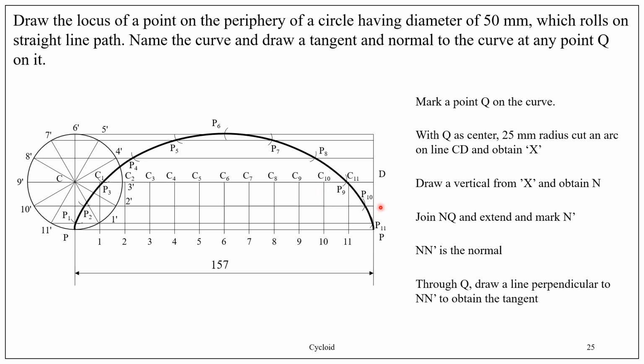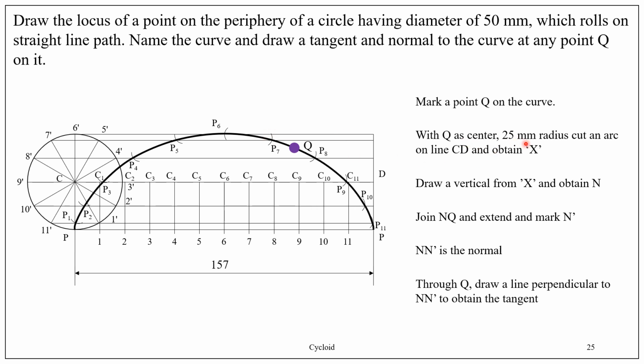The last step is to draw the tangent and normal to the curve at any point Q on it. Position of point Q is not given. Therefore, mark a point Q on the curve arbitrarily. So the position is arbitrary. So this is Q. It can be anywhere on this cycloid.